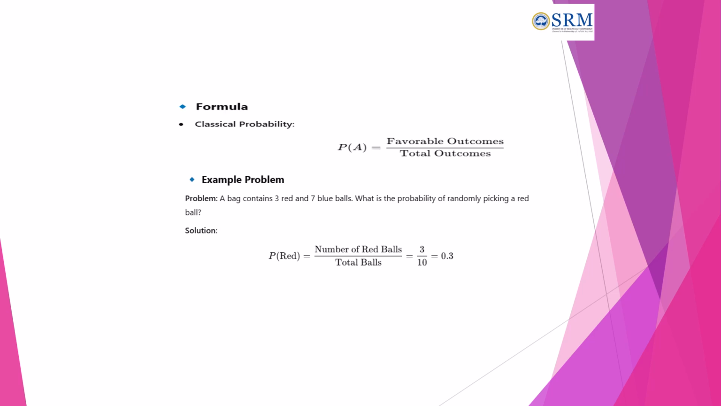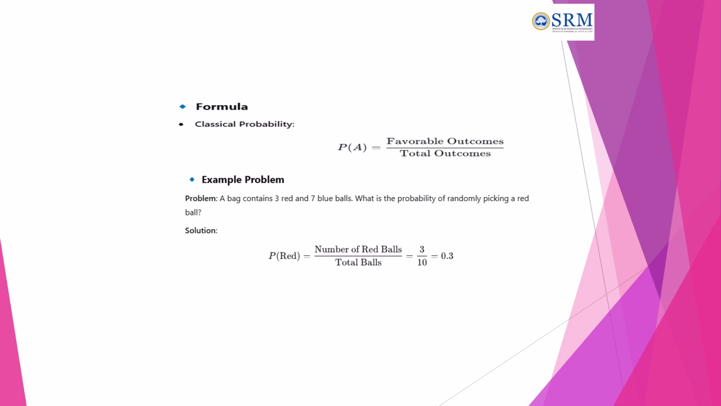Classical probability is one of the simplest and most intuitive ways to understand chance. It is based on the assumption that all outcomes in an experiment are equally likely. To calculate the probability of an event, we divide the number of favorable outcomes by the total number of possible outcomes. For example, if a bag contains 3 red balls and 7 blue balls, 10 balls in total, the probability of picking a red ball is 3 out of 10, or 0.3. This means there is a 30% chance of drawing a red ball.